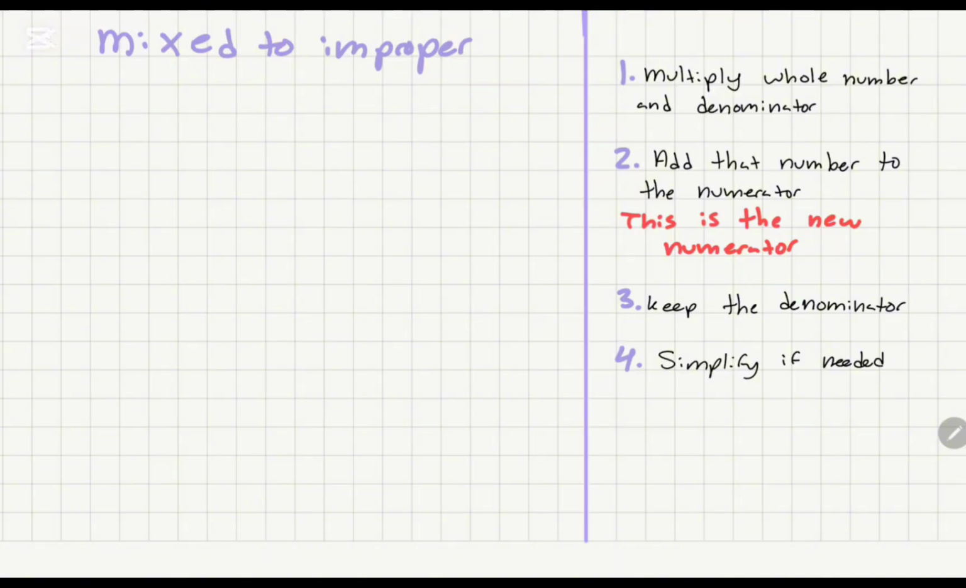All right, now what if I gave you 6 and 2 over 4? How would you turn this into an improper fraction? Let's follow our steps. The first step says to multiply the whole number and the denominator. I'm going to give you a second. Can you tell me what the whole number is and what the denominator is? So our whole number is 6 and our denominator is 4. So I'm going to multiply those together. 6 times 4, and that is 24.